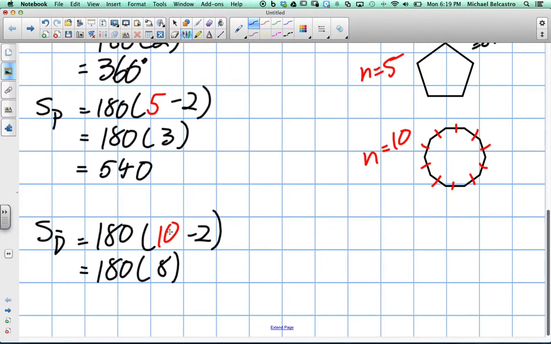Okay. 10 subtract 2 is 8. I already did that for us. Now, here's our difficult one. What will this be? I think a very big number. What do you think? Tell me what you think.